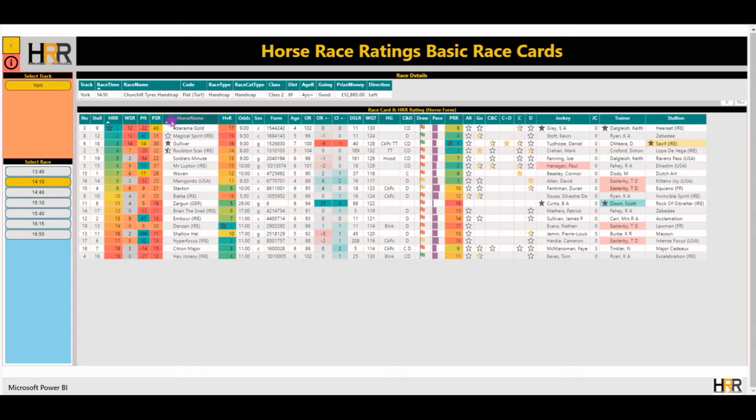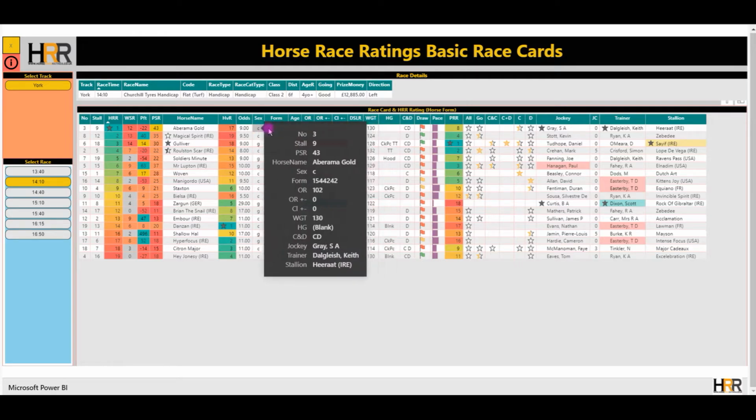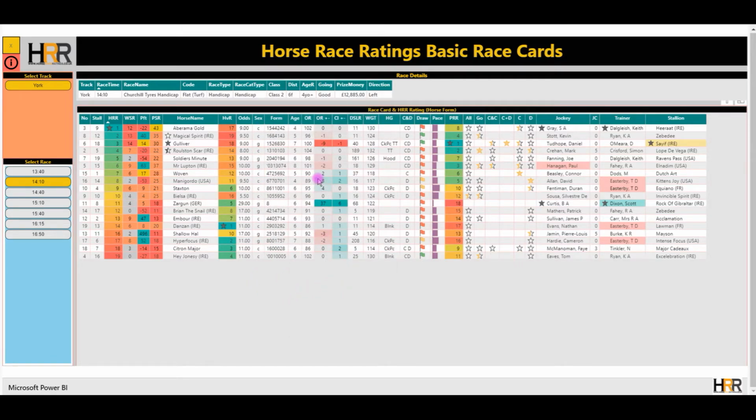Aberama Gold comes out on top here, but you're not getting much value for him on that basis, because he's actually ranked the worst, or one of the worst in terms of value. The draw is a bit of a negative as well, but the reason why he's more than likely at the top is because he has been performing consistently. You can see that from his form figures. He's running in the same class. He hasn't gone up in the weights, and the trainer and jockey are obviously in very, very good form as well. So that would be why Aberama Gold would be top of the ratings here.